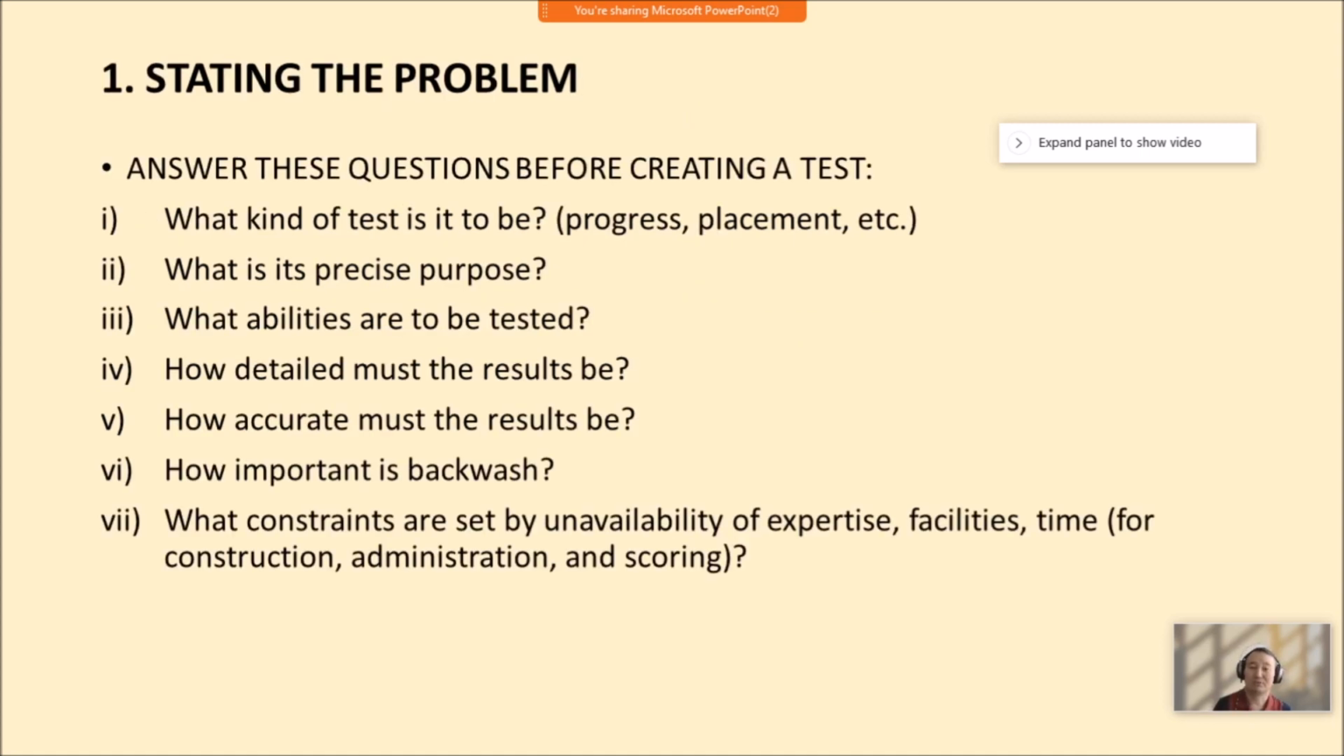First, stating the problem. Before designing a test, you should state the problem, and you should answer these questions before creating a test. Please, let's read them. I will not read them all. Read them by yourselves.